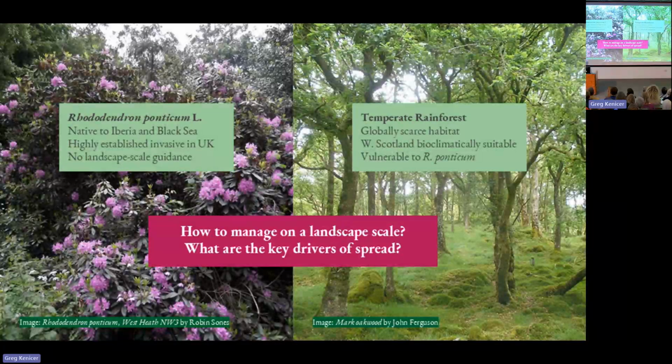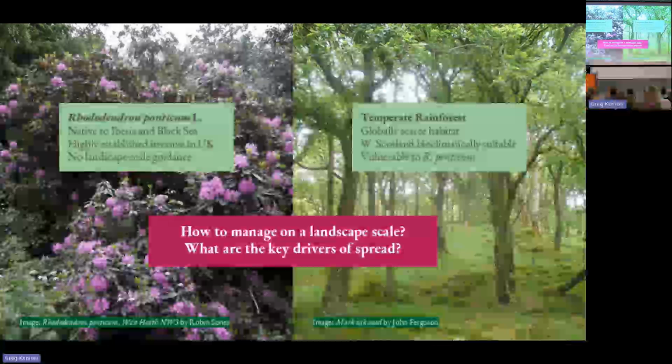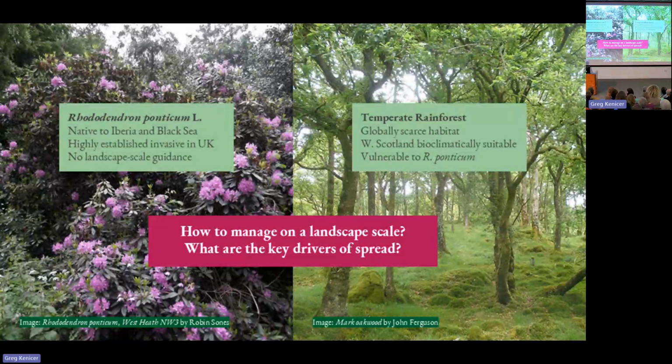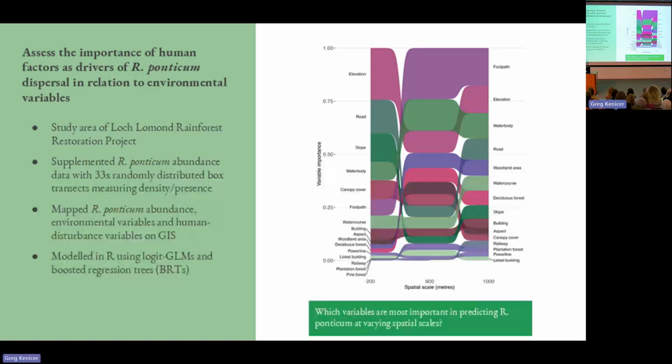So this led to some questions to answer in the project around how to manage an invasive species like this on a landscape scale. And in order to answer that, what are the key drivers of spread? I had a feeling that there were some human factors going on here, so I went out to assess how the human factors compare to environmental factors. Human factors being roads, footpaths, railway lines, and environmental factors being things that are commonly associated with the growth conditions for rhododendron, such as proximity to watercourses and woodland cover and things like that.